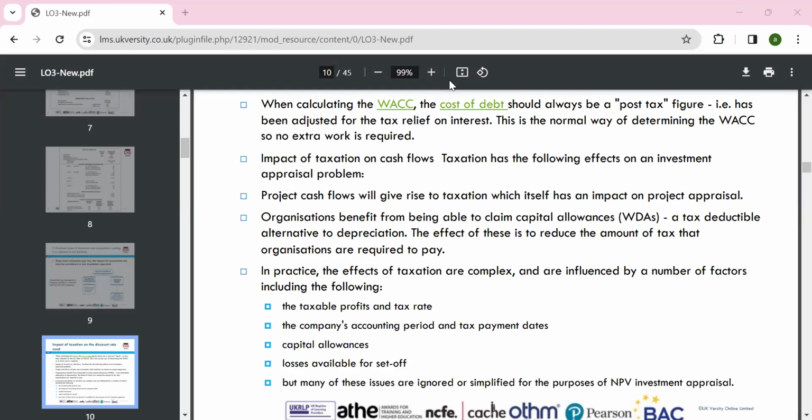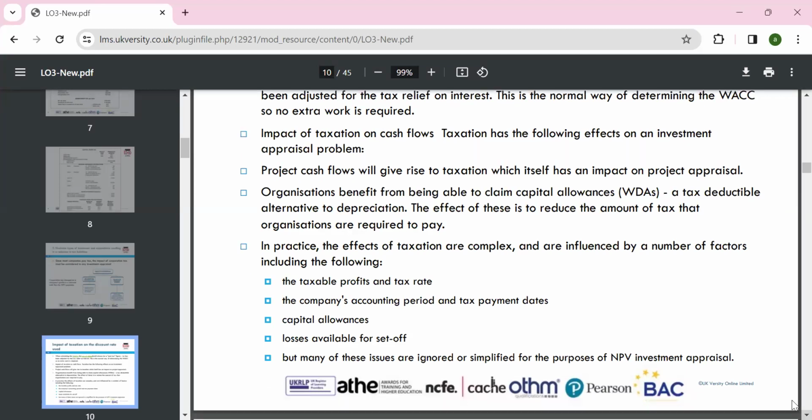Taxable profit and tax rate and the company's accounting period. Sometimes the company's accounting period falls in two tax years, so the rate and the tax can be divided accordingly. Proportionate capital allowance and losses available to set off, which we can do, but many of these issues are ignored, simplified for the purpose of NPV, net present value of the investment.